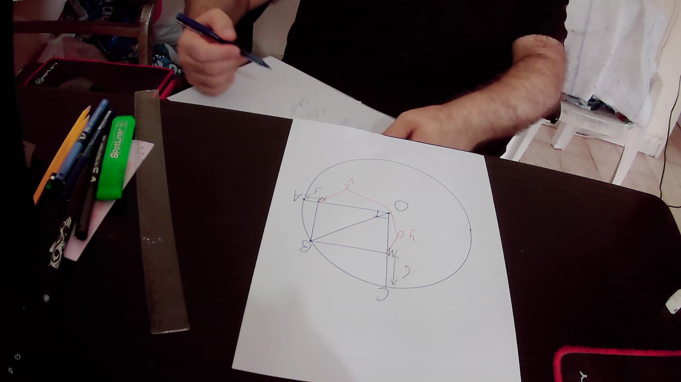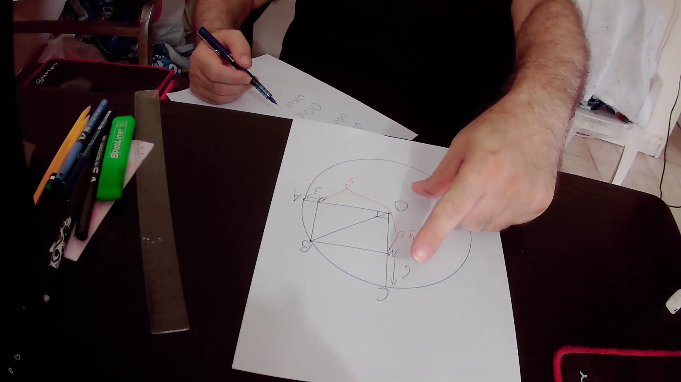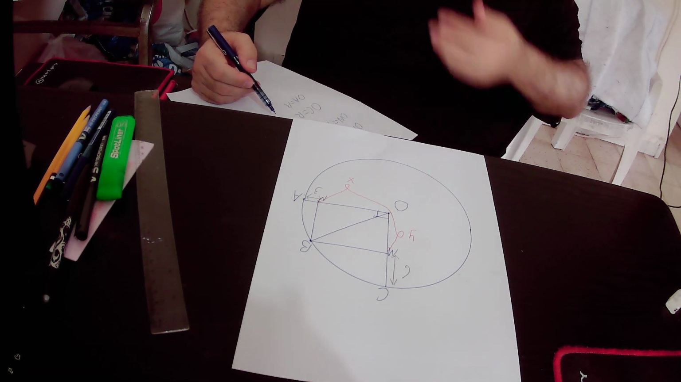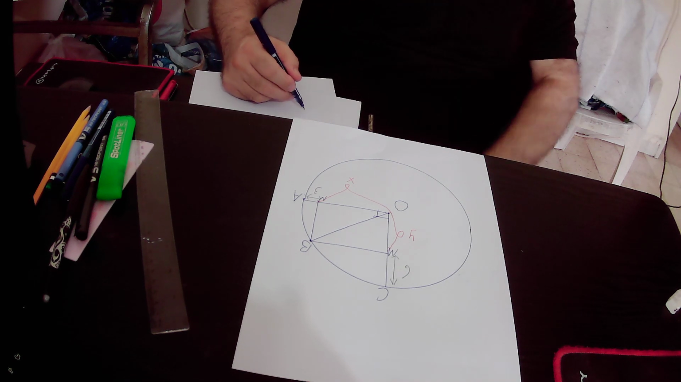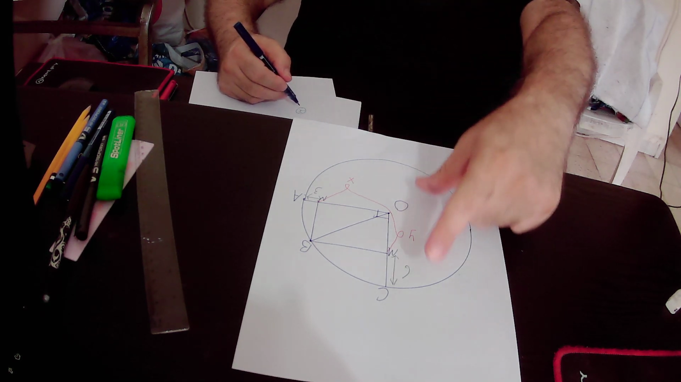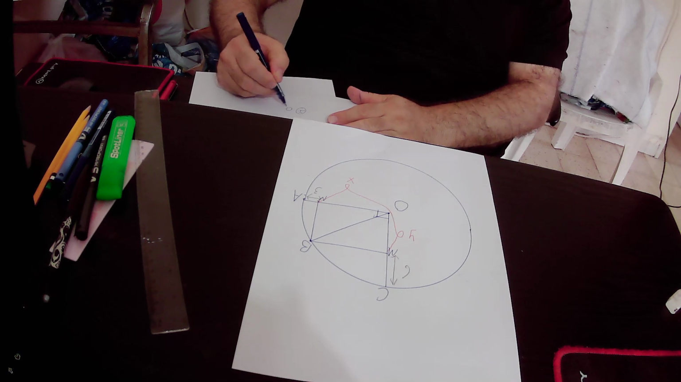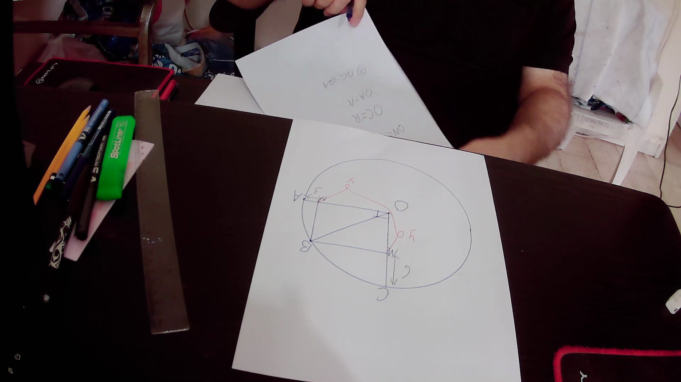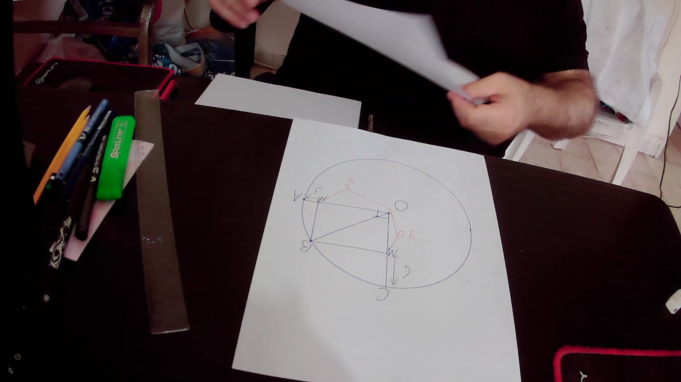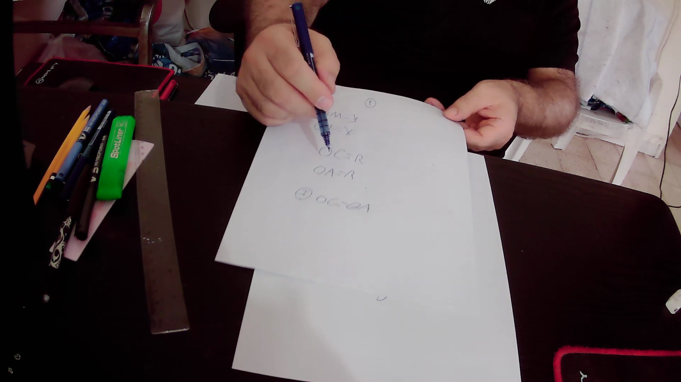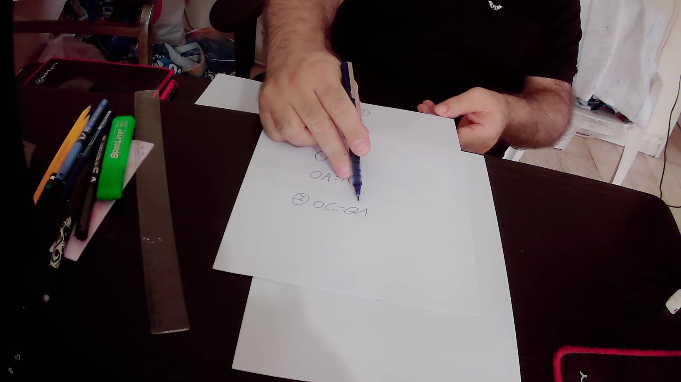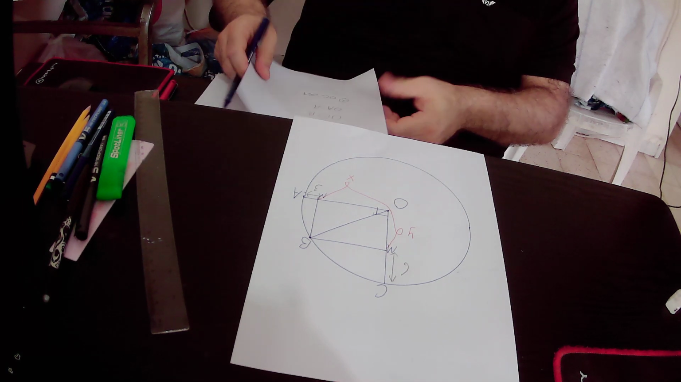So because both line segments OC and OA are radiuses of this circle, they are equal to each other. So we can write down that line segment OC equals line segment OA. That is our first equation, that states that OC equals OA, because both of those two line segments are the radiuses of this circle.